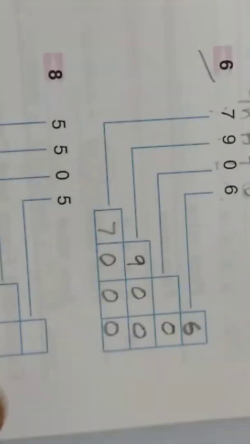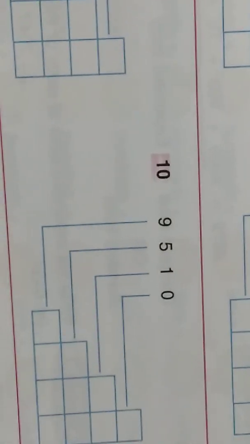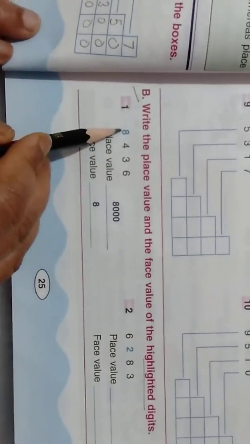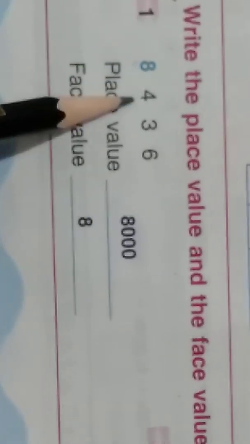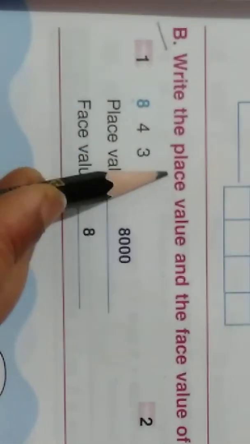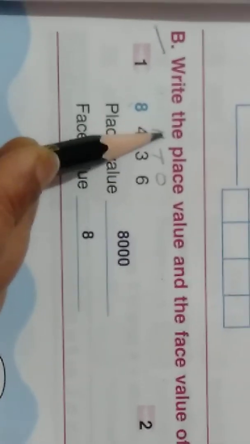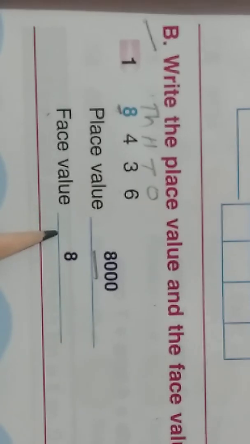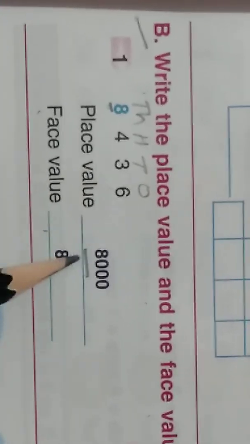Very easy. Now let's do question B. Write the place value and face value of highlighted digits. So there are some digits, in blue color. 8436. So what is the place value? Ones, tens, 100, 1000. So here the place value will be 8000 and face value will be the same number, 8. Now let's do question number 2.